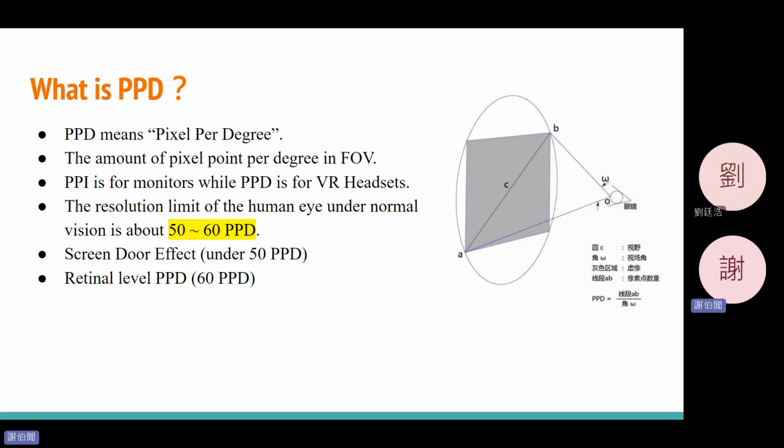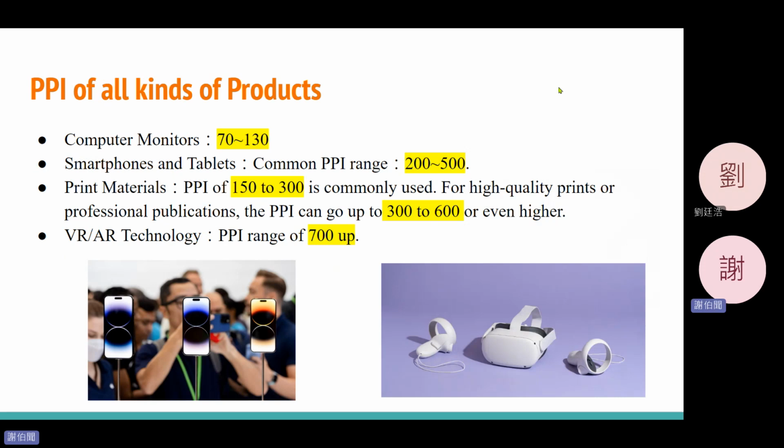For human eyes, normal vision is about 50 to 60 PPD. So if under 50 PPD, it will cause the screen door effect. If it reaches 60 PPD, it will be retinal level PPD. For PPI of all kinds of products, computer monitors show 70 to 130. Smartphones are 200 to 500. And print materials are 150 to 300. But now for VR and AR technology, PPI is 700 and up.